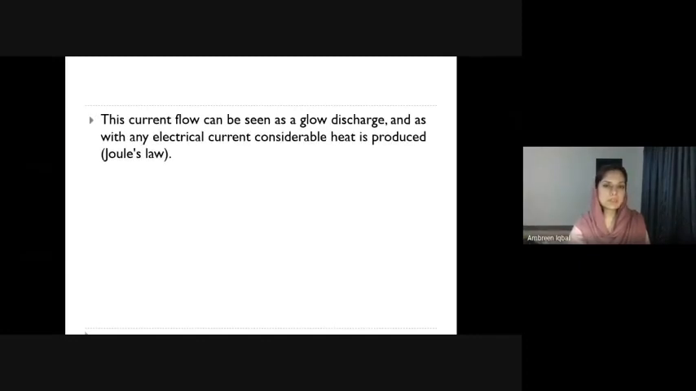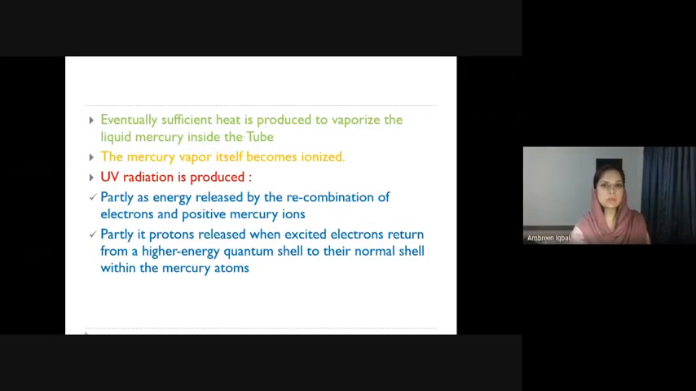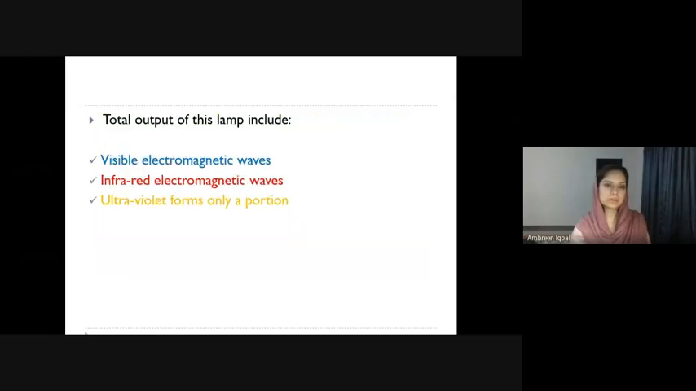The current flow can be seen as a glow discharge, and with any electrical current, considerable heat is produced according to Joule's law. Eventually, a sufficient amount of heat is produced to vaporize the liquid mercury inside the tube, and when the mercury vapor itself becomes ionized, ultraviolet radiation is produced. That is partially energy released by recombination of electrons and positive mercury ions, and partially photons released when excited electrons return from a higher quantum shell to the normal shell within the mercury atoms.